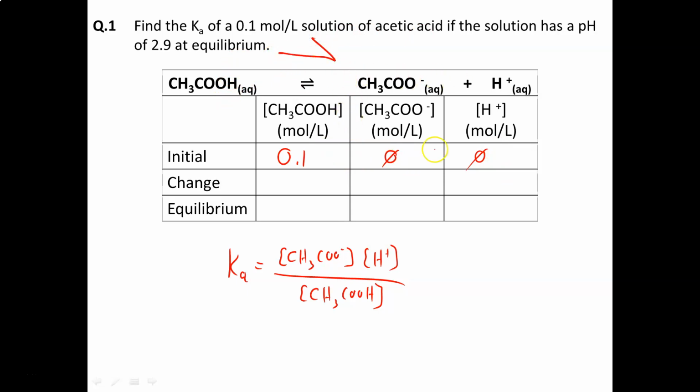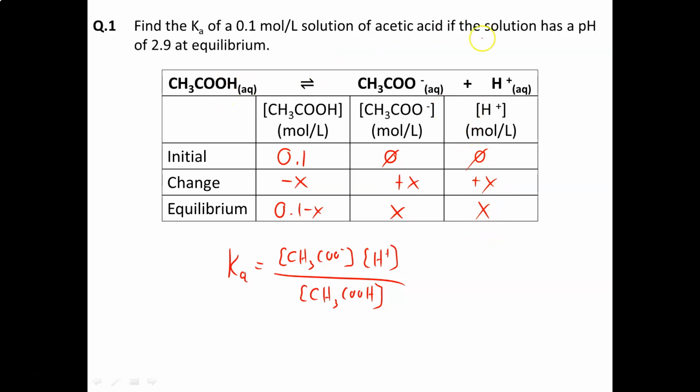There's no choice. It can't go backwards without any acetate or H plus ions present. So this is going to be a minus X value, and this is going to be a plus X and a plus X. Everything is a 1 to 1 to 1 ratio. Make sure it's all balanced. It is a balanced equation already. And therefore, at equilibrium, I'll have 0.1 minus X, X, and X for this.